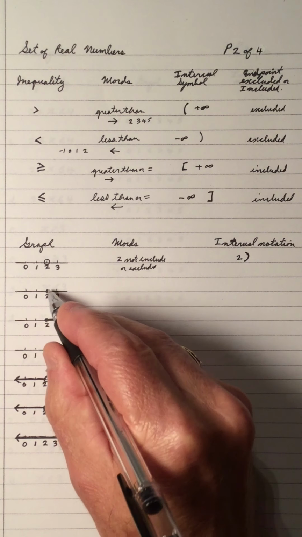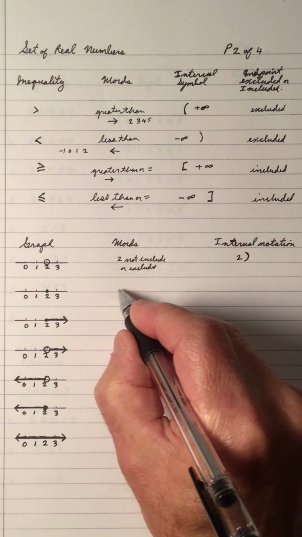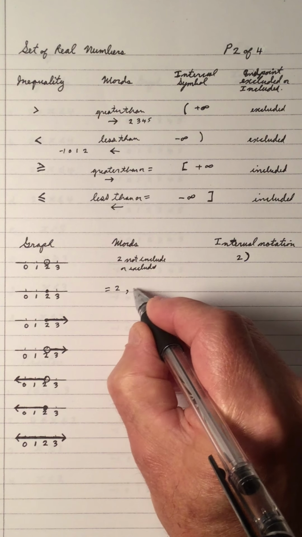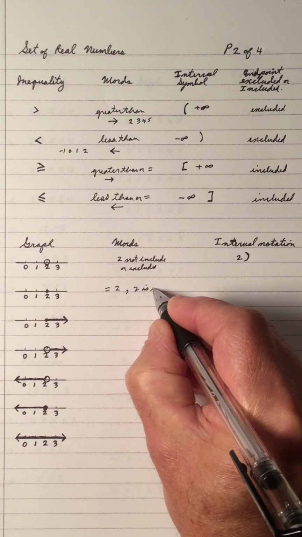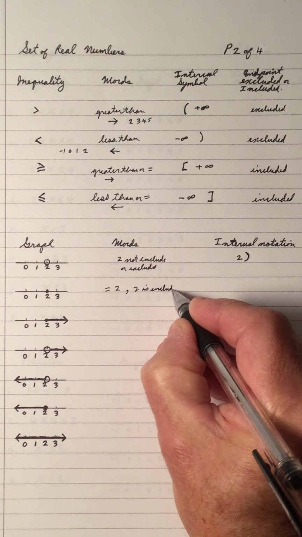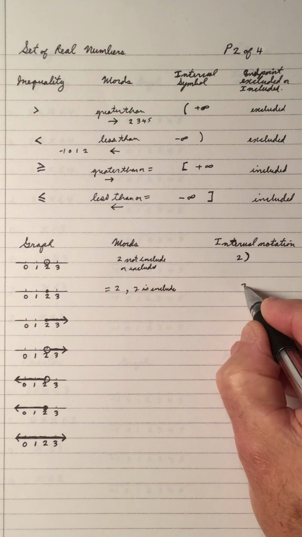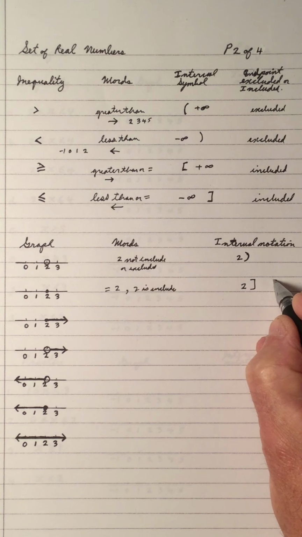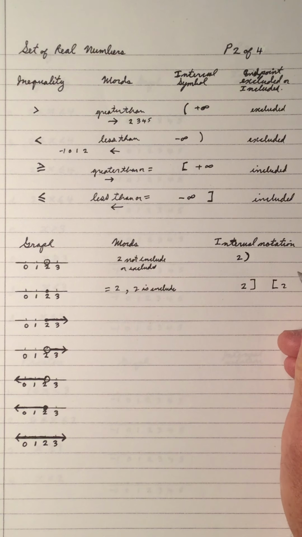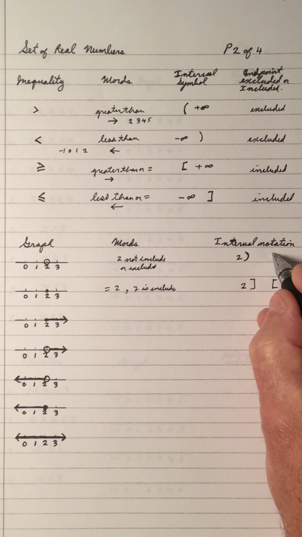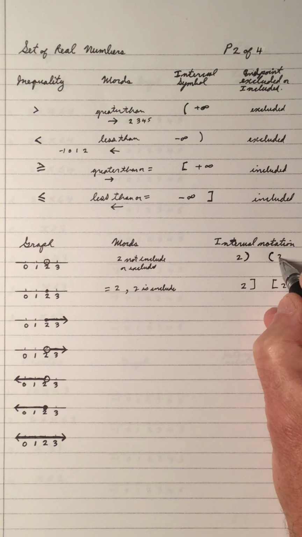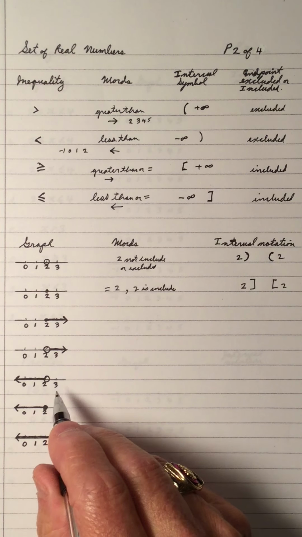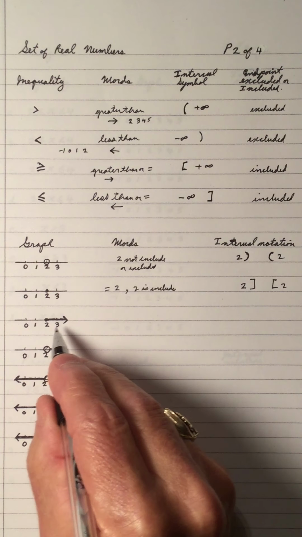Here we have a 2 with a solid dot, so that means 2 is included. That means we have a 2 with a square bracket. And up here we could have a hollow dot, not included, with a 2, on either side, depending on how the interval is going, how the inequality is going.